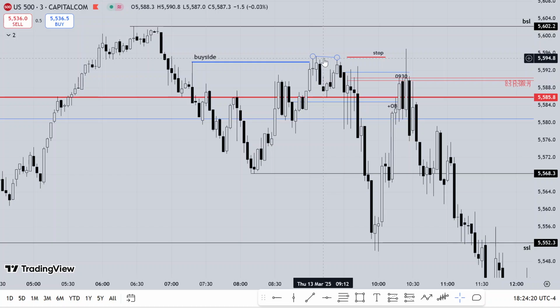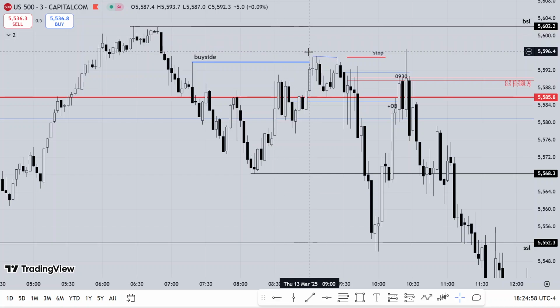Now on the sister indices, which is the US 100 and the US 30, we noticed that this swing was taken. This high here was taken, making a higher high on both of the other sister indices, the Dow and the Nasdaq. Nasdaq and the Dow traded higher, making a higher high, but the S&P, which is this US 500, failed to take out its high, meaning we have an SMT formation there.